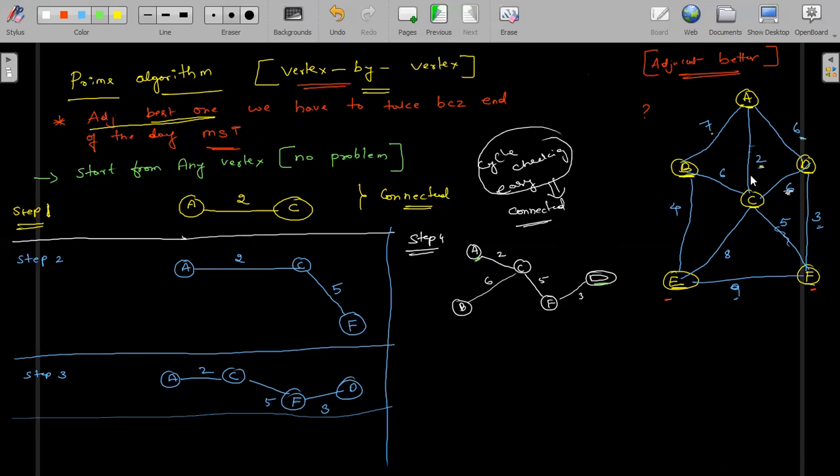See here, from A to D, cycle formation is possible. For example, from F to D, this is also visited, so cycle formation is possible. Like that you have to check it. Again, if you want, you can check C to D. If you go like this, cycle formation is possible.